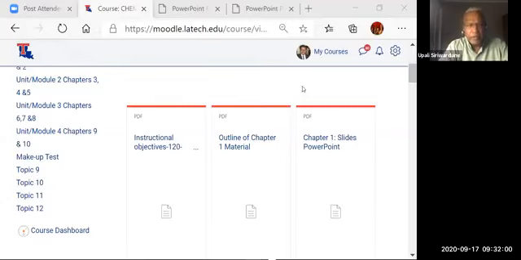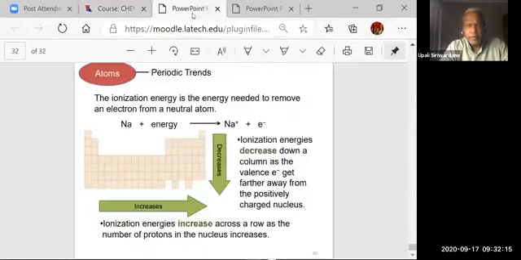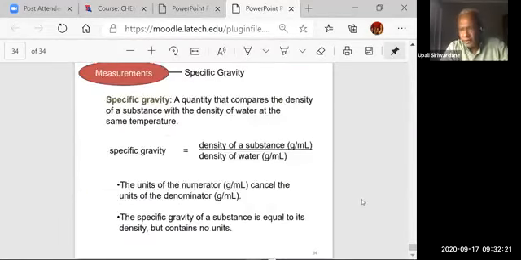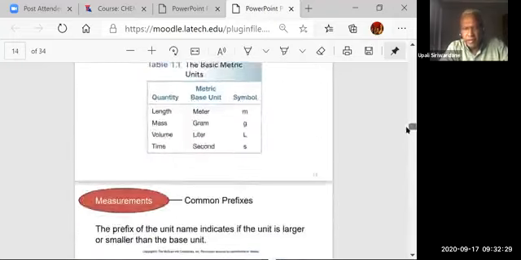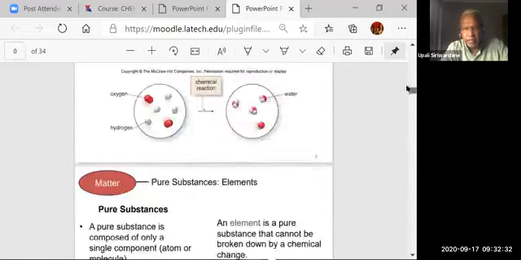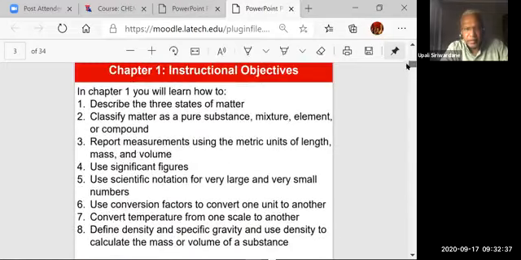I'm going to go a little bit into chapter 2 now. I went over chapter 1 a little bit in the last class period. One thing you have to know is these things.